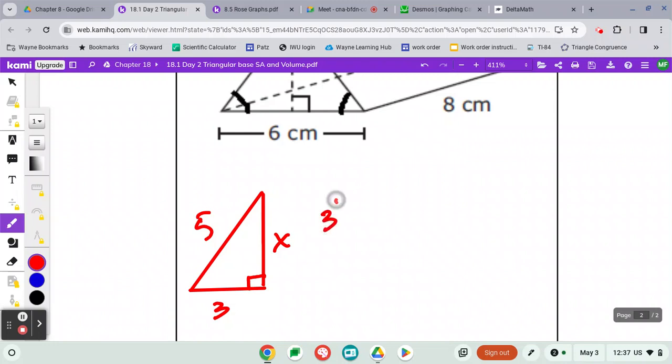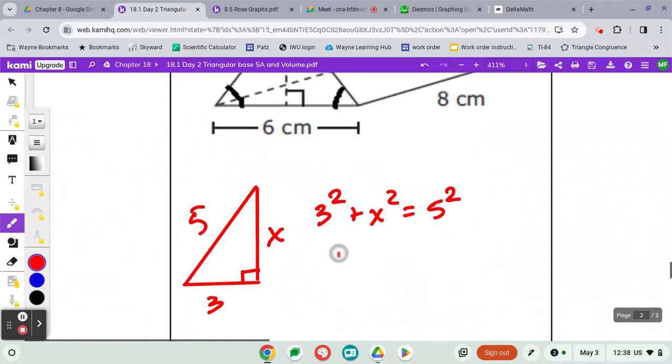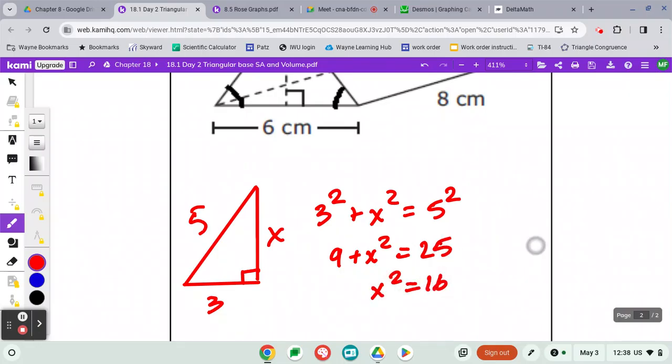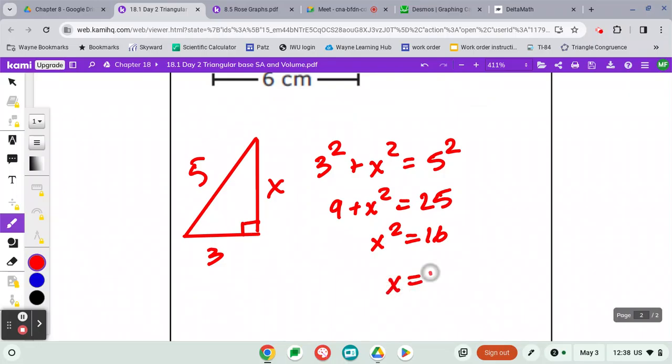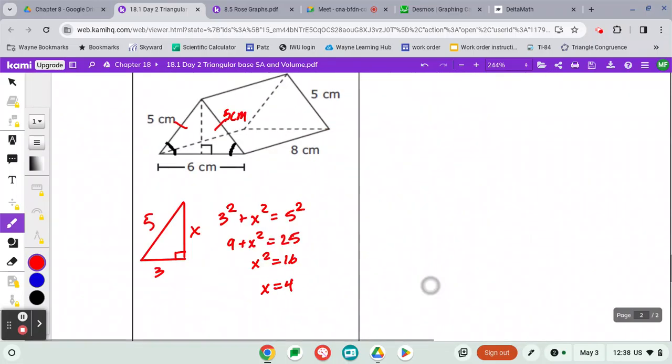So we'll set it up. 3 squared plus x squared equals 5 squared. All right, and then hit the play button. Yep. All right. 3 squared is 9. 5 squared, 25. We subtract. What do we find x to be? 4. And can we remember, what does that 4 represent? The height of the base. Good. What is the height of the prism? 8. Okay. So if I fill that in right there.